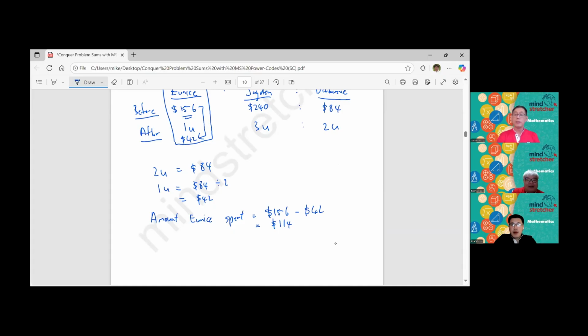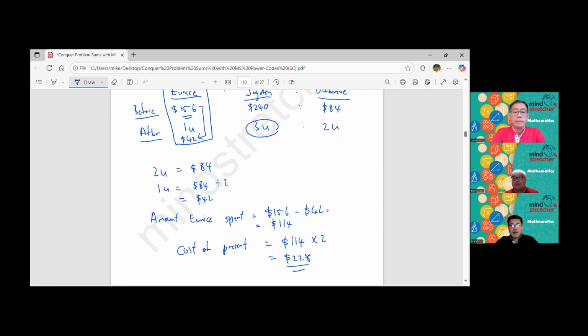So the cost of the present will be 114 times 2. So this is $228. So far, is it okay? Any question? Yes, if you want to find Jaden first, then find Eunice, also can. For this case, you work out the 3 units, taking 3 times 42. After that, you take 240 minus the answer for 3 times 42. You can still get the same answer.